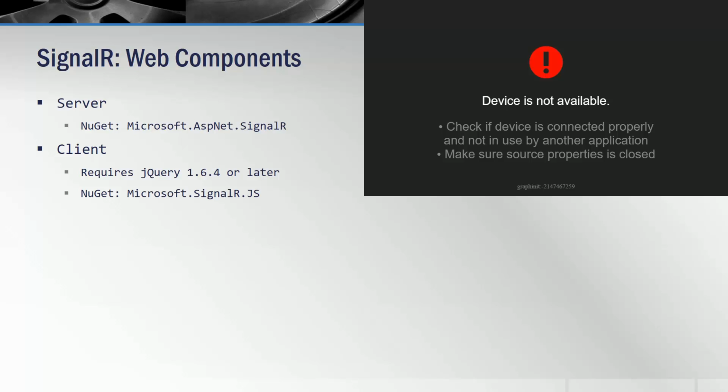On the web client, it does require jQuery 1.6.4, but that's really easy to get, right? How do we get jQuery 1.6.4 or whatever the latest version is? Install anything else from NPM. Well, there's that, yeah. Or NuGet. And then you'll get Microsoft.signalr.js, and that will install the client libraries. And it's just that easy.